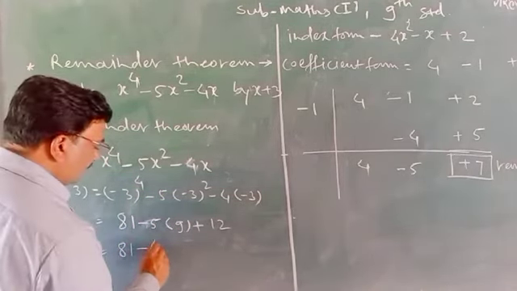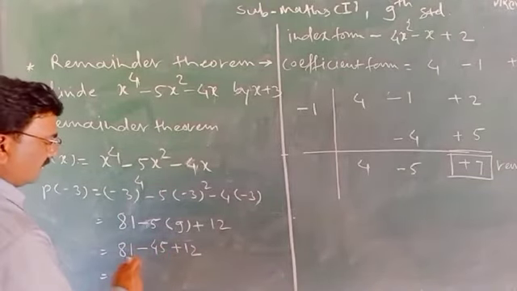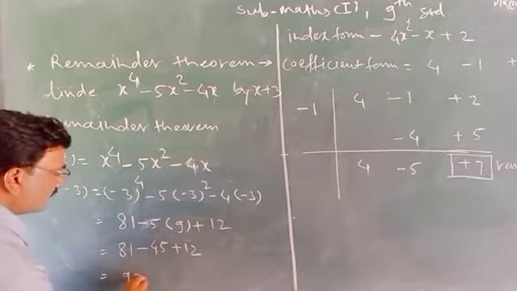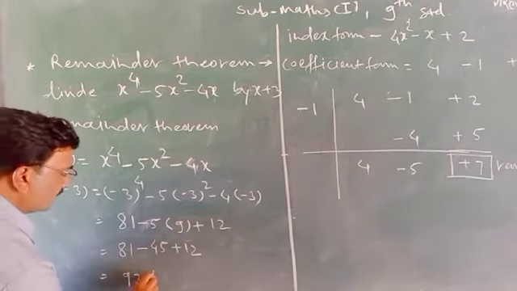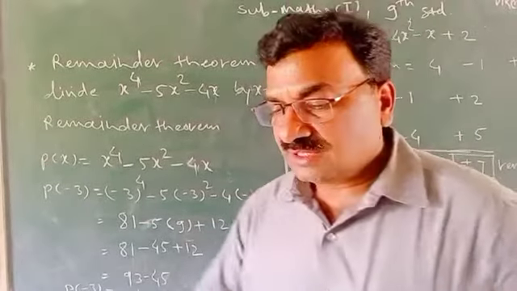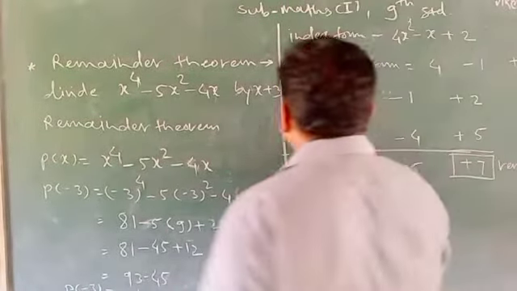First carry out the addition. 81 plus 12 is 93, minus 45 is equal to 93 minus 45, which is 48. P of minus 3 is equal to 48. Here the value is 48. This is the remainder theorem.